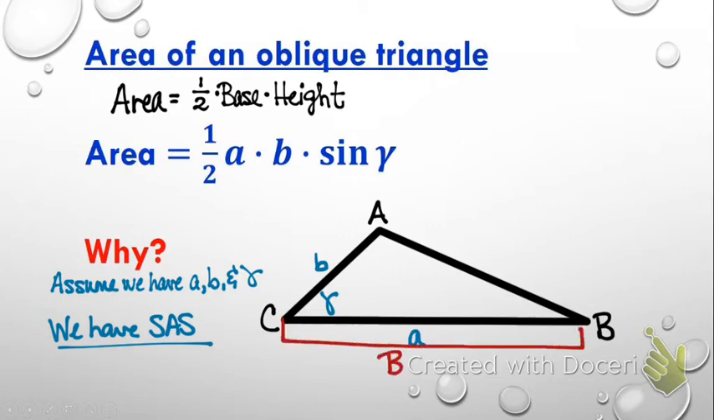Here's our base. So if I'm thinking 1/2 base times height, what could I sub in the place of where it says base? A. So my base is A. The 1/2 is already repeated right here, right? I still need the height of this triangle. Where's the height in my picture, or how would I find the height?